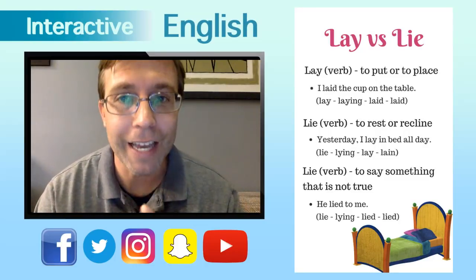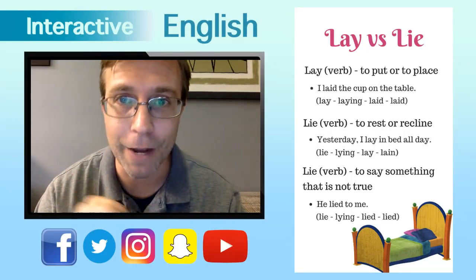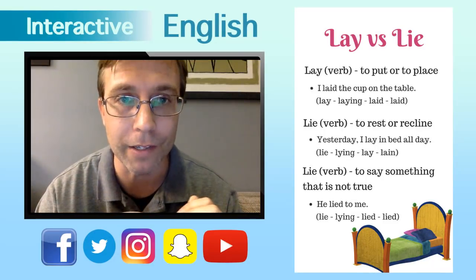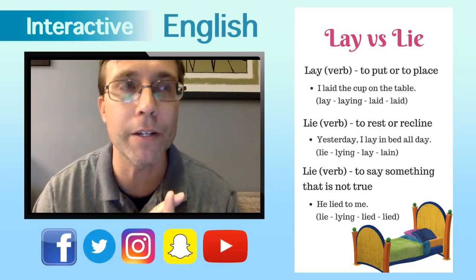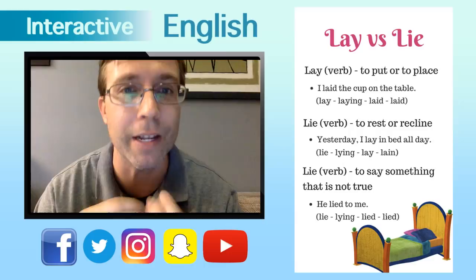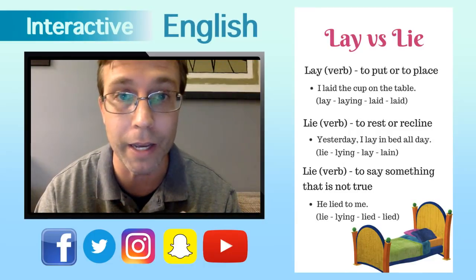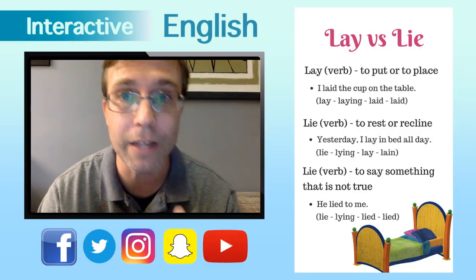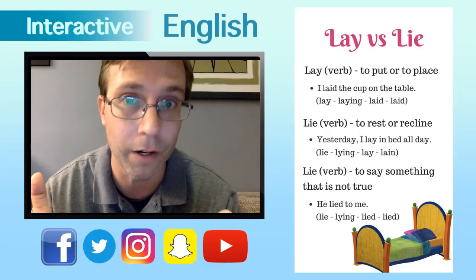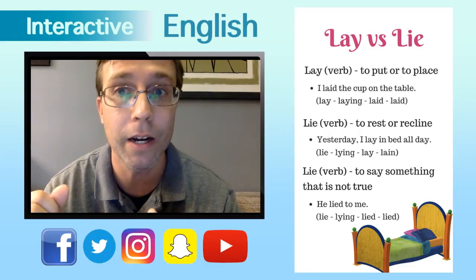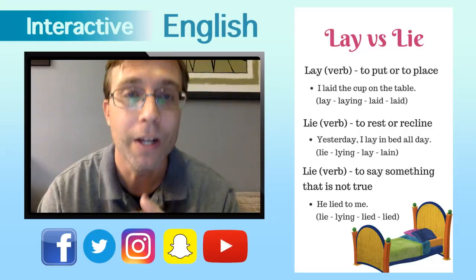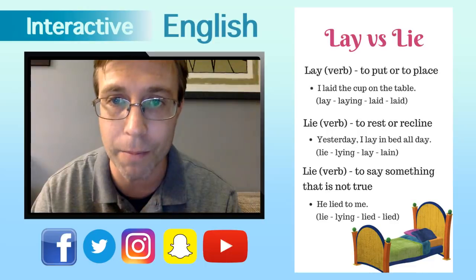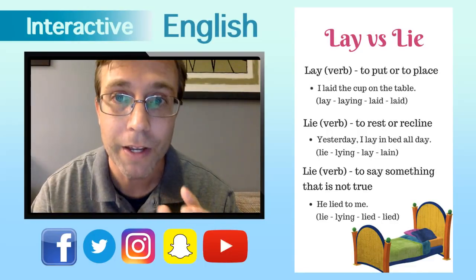So both of these are verbs, lay and lie. Now, lay is a verb, and it means to put or place. Okay, so another way to think about this is that it is a transitive verb. It's often followed by a direct object. Okay, so you lay something somewhere. All right, you lay something somewhere. You're putting it in a certain place. So, for example, I gave these examples in the past tense. I laid the cup on the table. Okay, I laid the cup on the table.